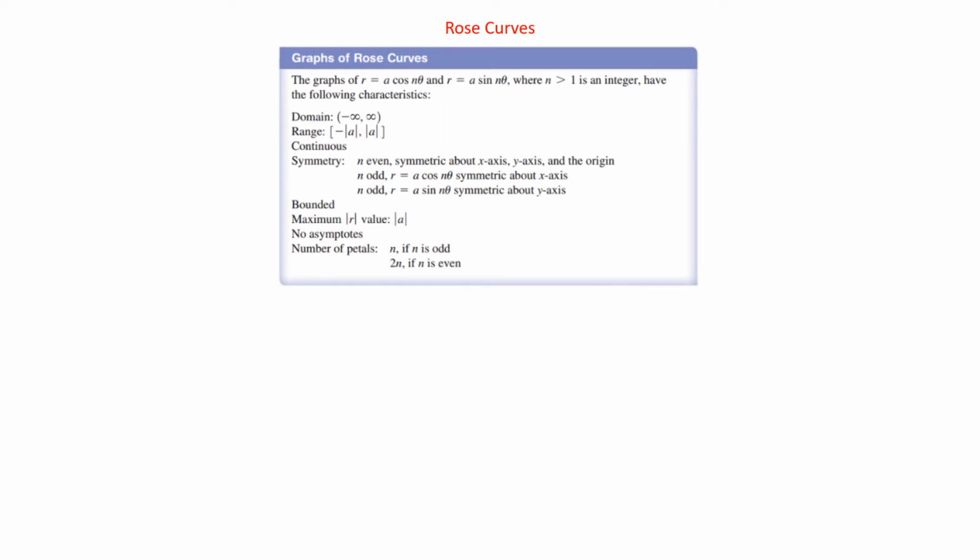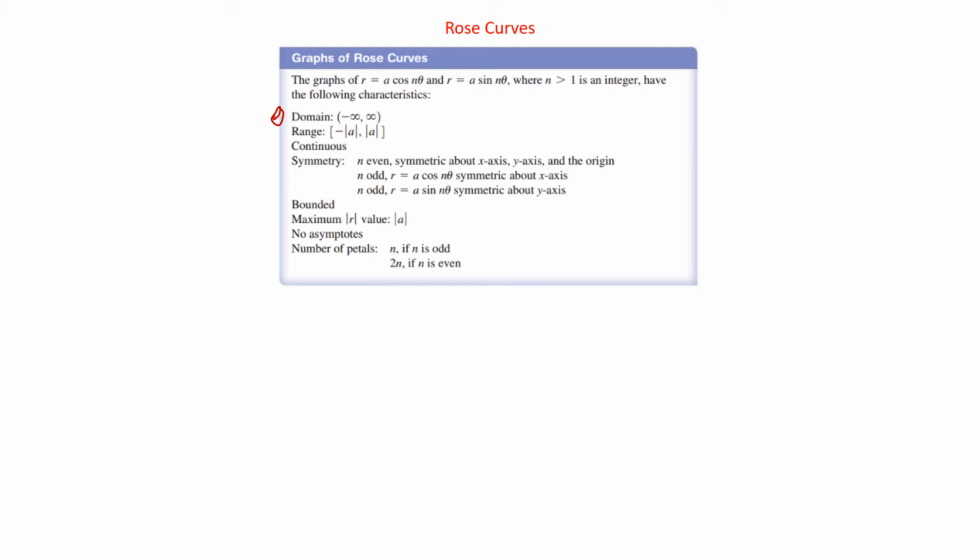Rose curves are r equals a number times cosine of n theta, or r equals a number times sine of n theta. N is an integer, and it's greater than 1. The domain of these is negative infinity to infinity. The domain is the input, that's theta. Theta, you can keep going around the circle. Once you get all the way around a circle, it'll just keep tracing over the same thing. But you can keep going.